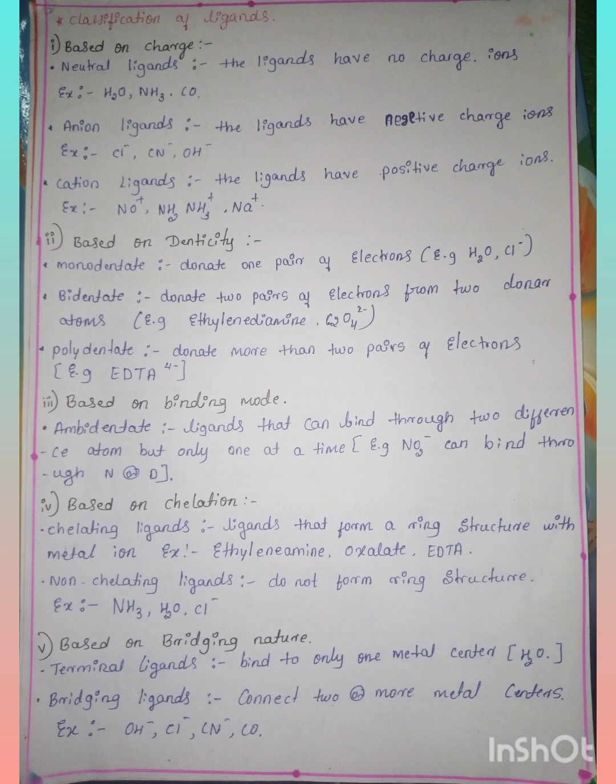And based on denticity, for example, monodentate, bidentate, polydentate, tetradentate, so many types. A ligand that donates one pair of electrons is known as a monodentate ligand. Bidentate ligands donate two pairs of electrons from two donor atoms, for example, ethylenediamine. Polydentate ligands donate more than two pairs of electrons. An example of a polydentate ligand is EDTA.